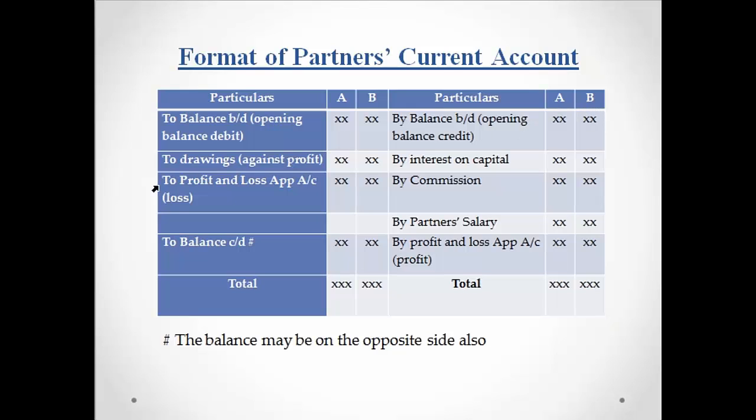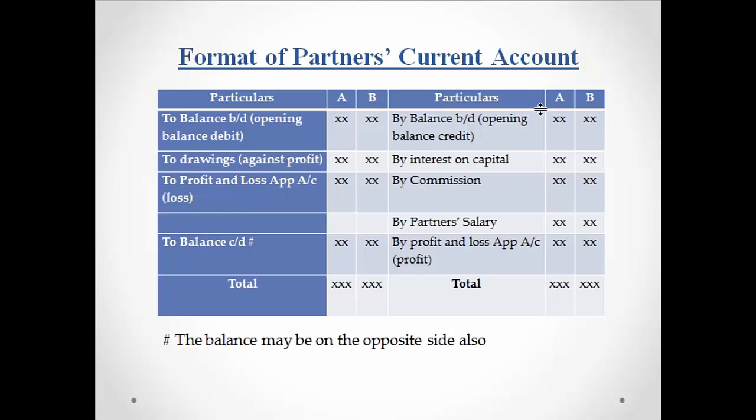Please have a look at the items one by one on the debit side. If there is a debit balance in the partner's current account, that is taken to the debit side. What is the meaning of this second item? To drawings. Whenever the partner makes drawings out of profit, that amount should be taken to the debit side in a partner's current account when the capitals are fixed. And say for example, in the profit and loss appropriation account, if there is a divisible loss, that is also taken to the debit side in a partner's current account.